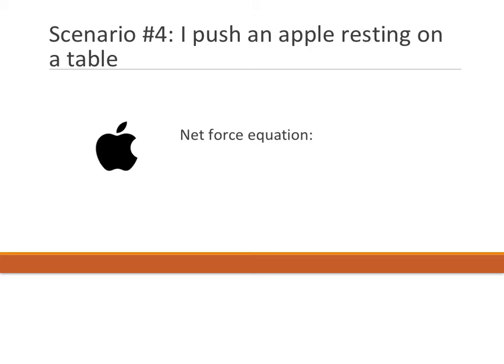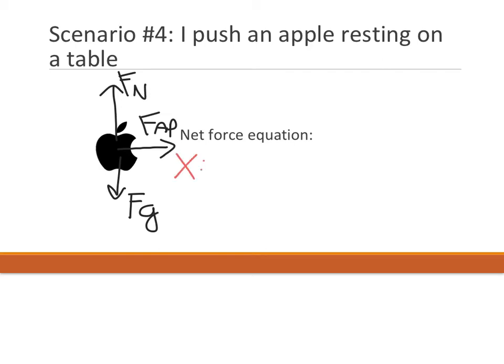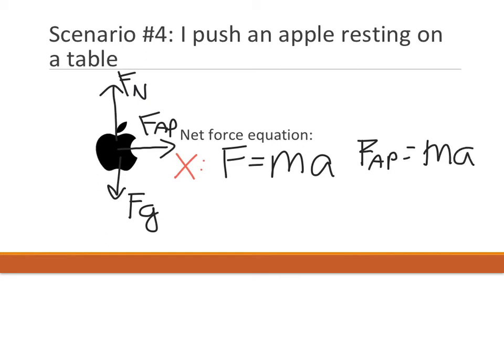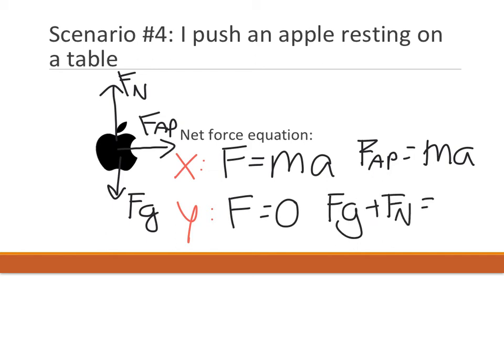I push an apple resting on a table. So I have an applied force, I have gravity, and I have force normal. In my x direction, am I in equilibrium? No, I am not. So I will use force equals ma. So my force applied equals m times a. In the y direction, I'm in equilibrium. So I have my total force equals 0, which will be my force of gravity plus my force normal equals 0.